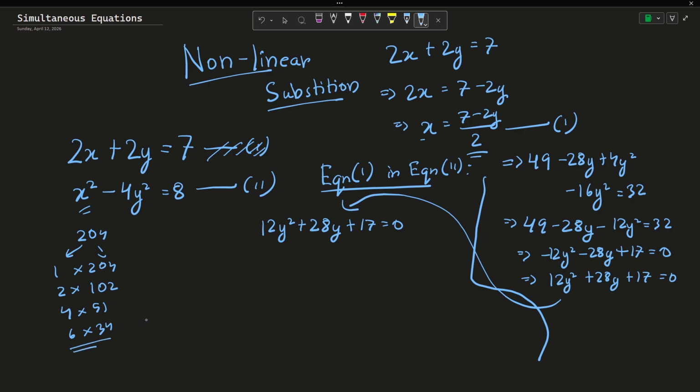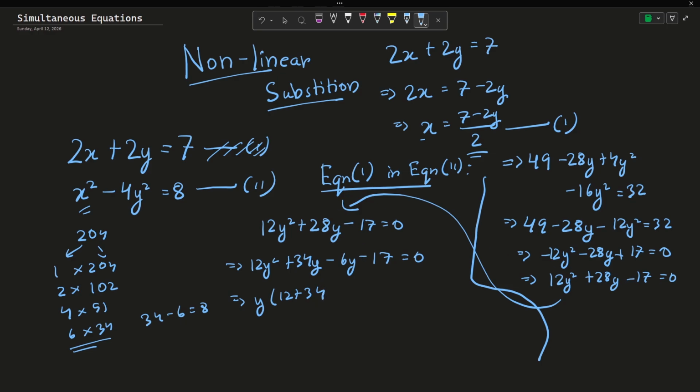So 34 minus 6 gives us 28, right? So this will be 12y square plus 34y minus 6y plus 17 is equal to 0. So if I take y first, y 12 plus 34. Oh wait, I made a mistake here again. This will be minus. I multiplied the entire equation with minus, right? So this one will be plus. All these ones will be minus.